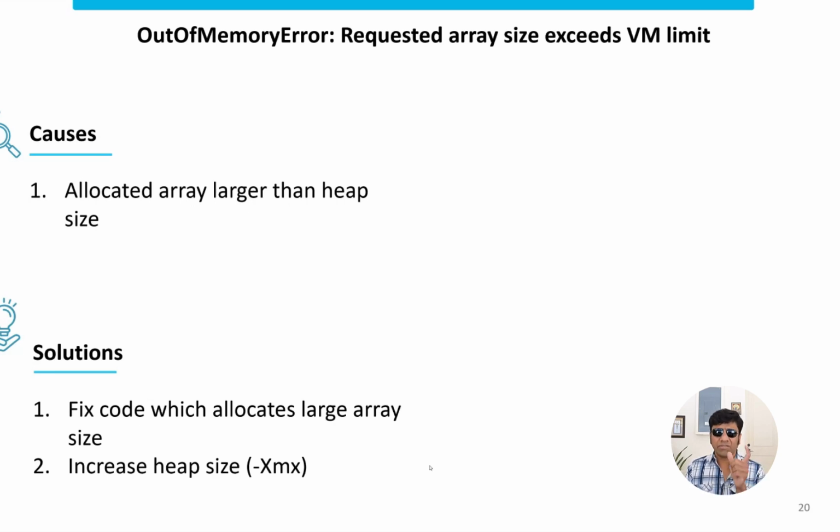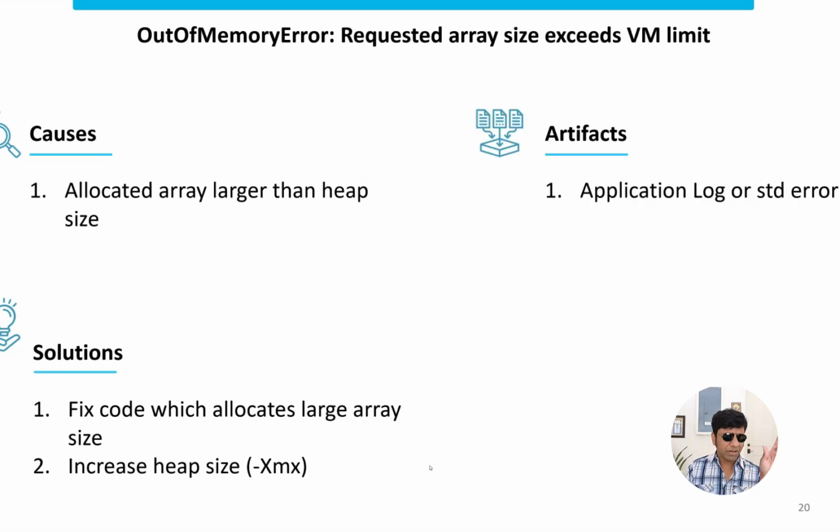What is the artifact that you need to troubleshoot it? If you're catching that out of memory and logging it, you just need the application log, or if it's going to the standard error stream, you just need that. The logs are what you need. You don't need any tools to troubleshoot this type of out of memory error.